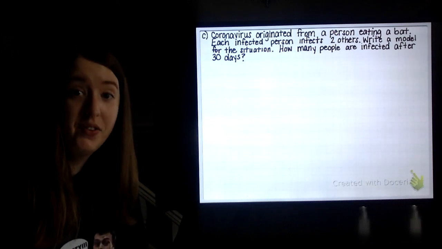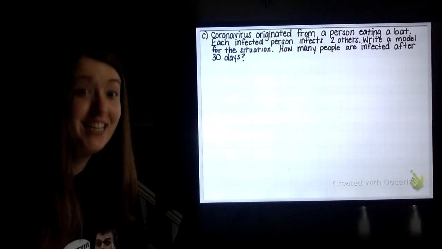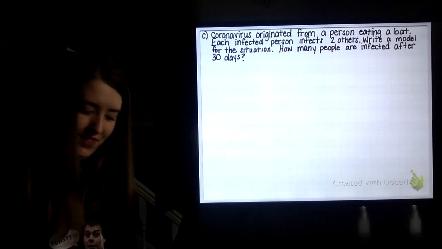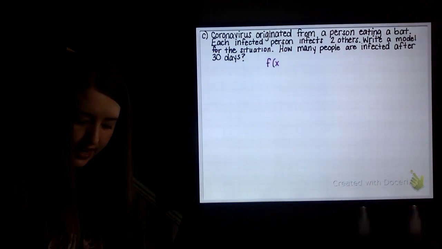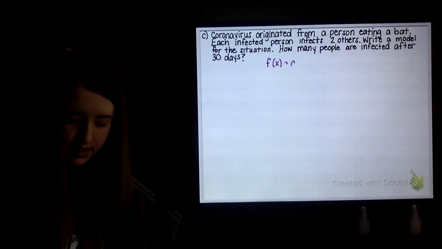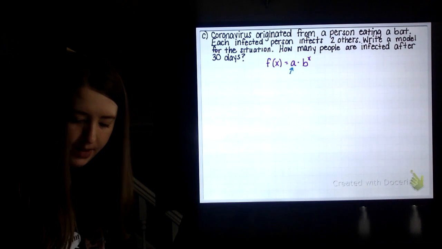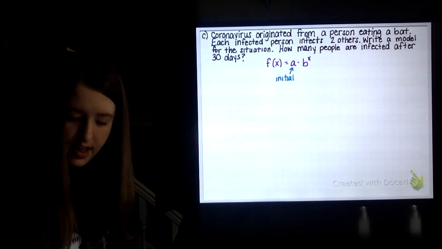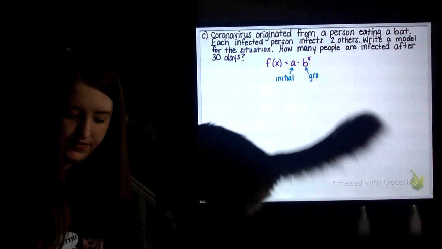Each infected person then infects 2 others. Now we want to write a model for the situation. How many people are infected after 30 days? So let's think about this. We talked about earlier how exponential functions are a times b to the x. A was the initial value, and b was the growth or decay factor.